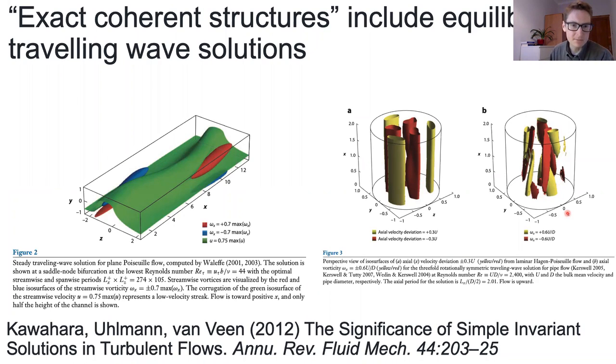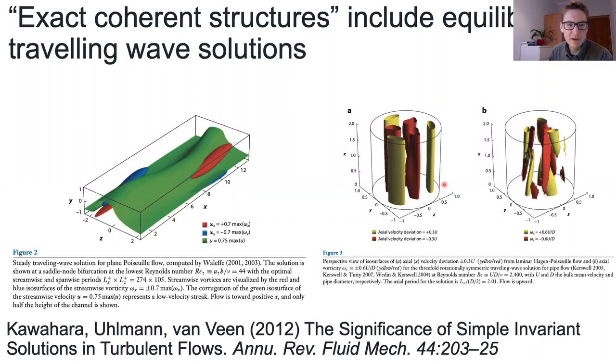So here are just some examples in different flow geometries: channel flow, a traveling wave, and a traveling wave in pipe flow as well. Just to be definitive, what I'm talking about by exact coherent structures is the whole set of equilibria, traveling waves, periodic orbits, and also periodic orbits can themselves travel, as we might discuss a little later, and be relative periodic orbits if you have a continuous symmetry in your system.